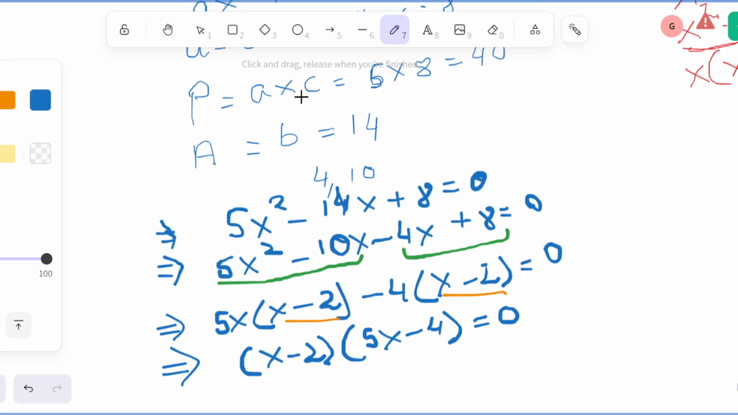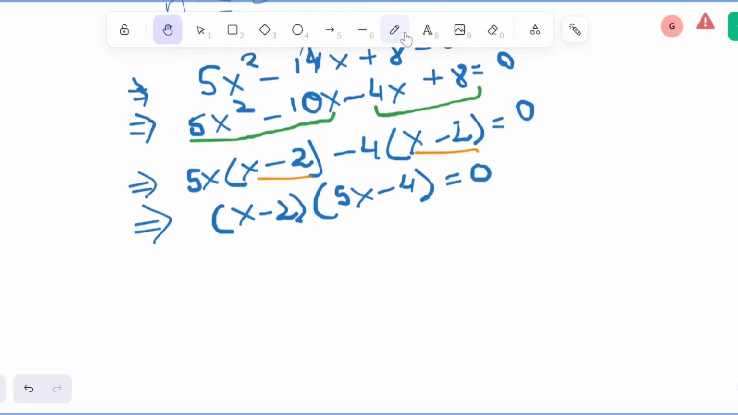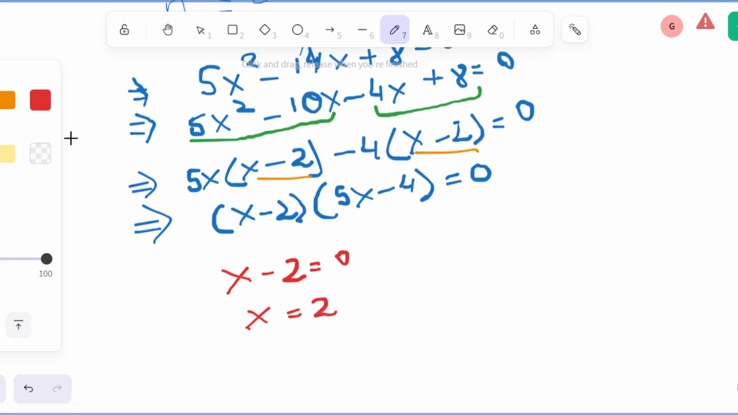Make sense? If you have to find the values of x, just one more step. What will be that step? Just put them equal to 0. So put x minus 2 equal to 0, so you get x equal to 2. And if you put 5x minus 4 equal to 0, then you get your x equal to 4 upon 5. All right. So these are your values of x, or you can say these are the x intercepts, because you have some questions where you need to find out all this. So yeah, it will be good.